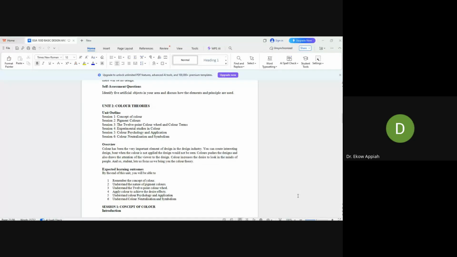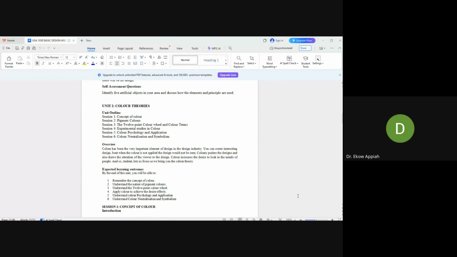We have a term like tint. When we talk of tint, we are referring to when white is being added to hue, you term it as tint. For example, you have red and you have added white to it. It means you have tinted the red.